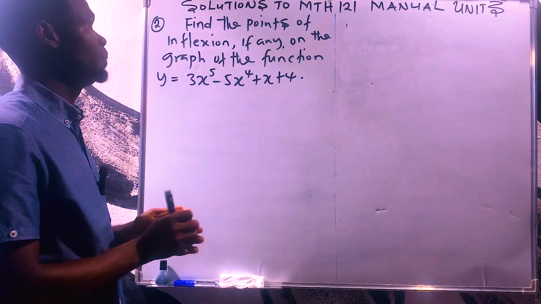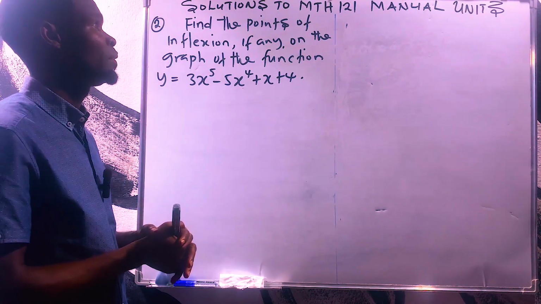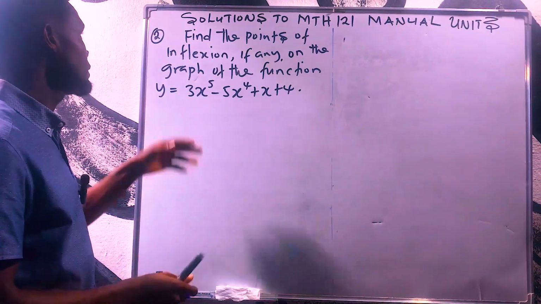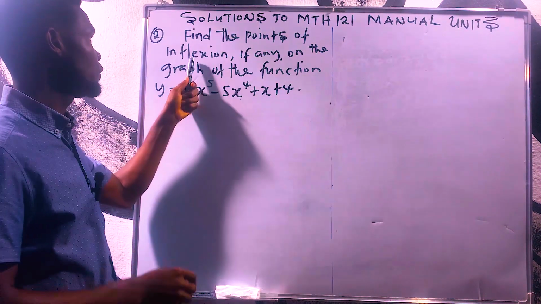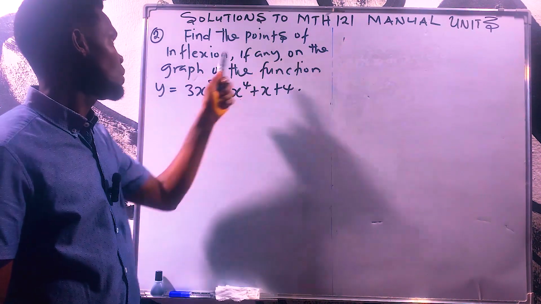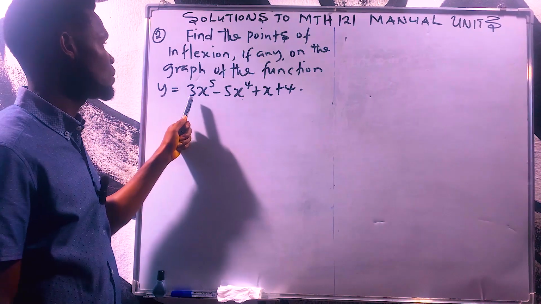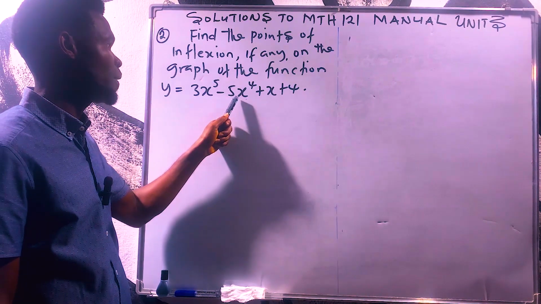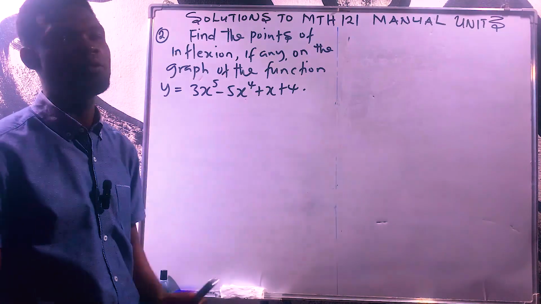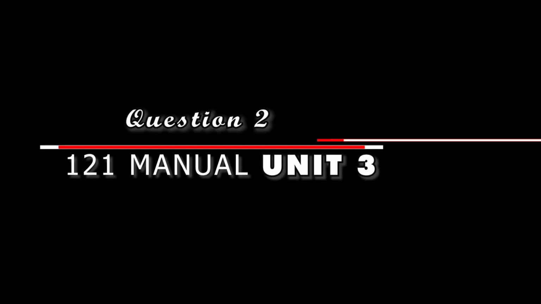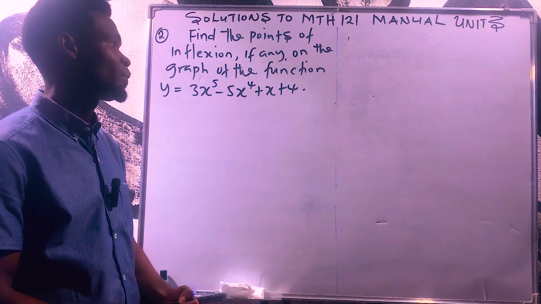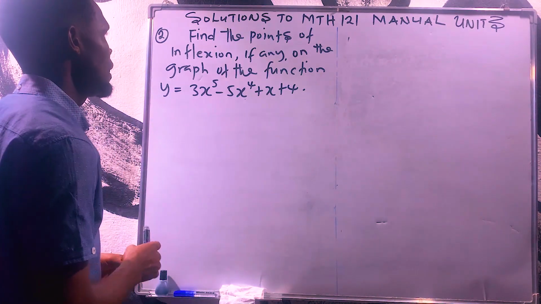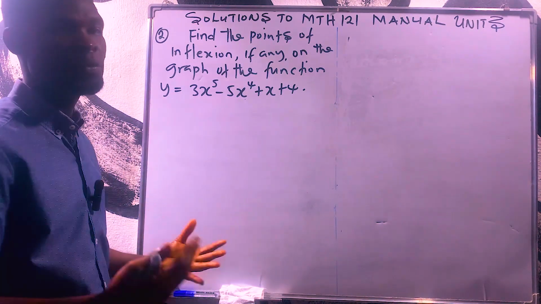So the question here, that is number 2 in exercise 3, says: find the point of inflection, if any, on the graph of the function y equals 3x to the power 5 minus 5x to the power 4 plus x plus 4. Alright, so it's very easy. Let's go straight to the point. How do you find a point of inflection?